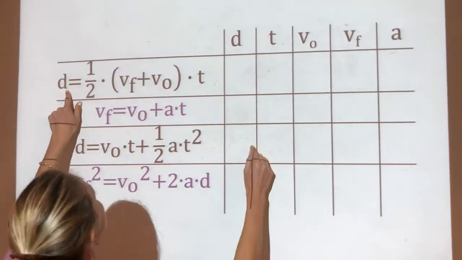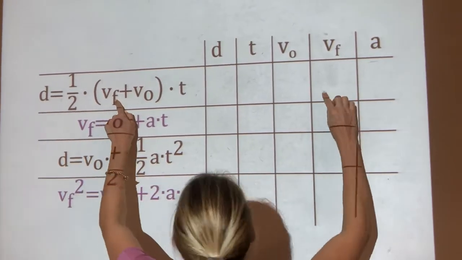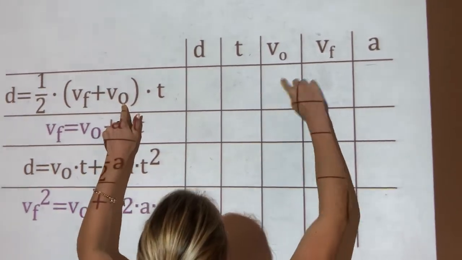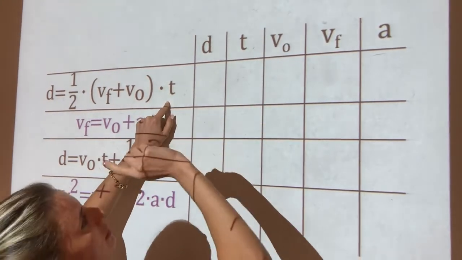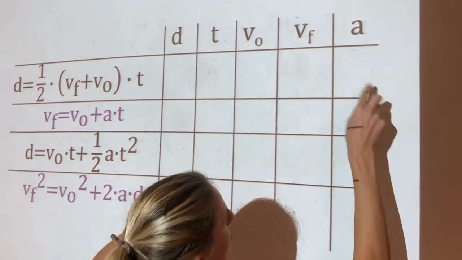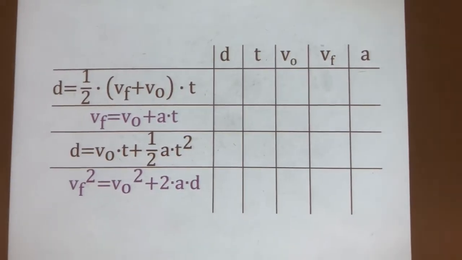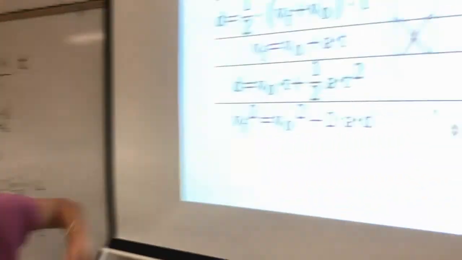So you've got the D, I put a check mark there. I've got velocity final, I put a check mark there. I've got initial velocity, check mark there. I've got time, check mark there. What am I missing? No acceleration. So I would put an X right there. Go ahead and do the rest. Go ahead, boys and girls. Pause this. Check your work with mine, please.